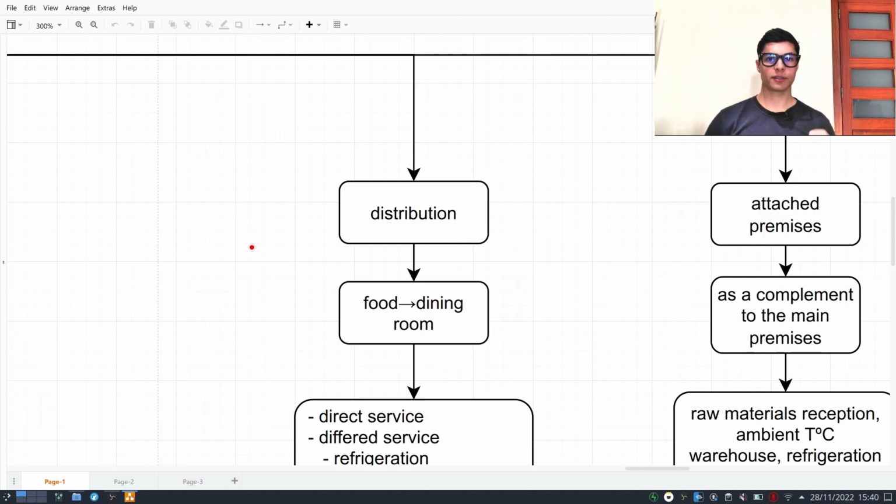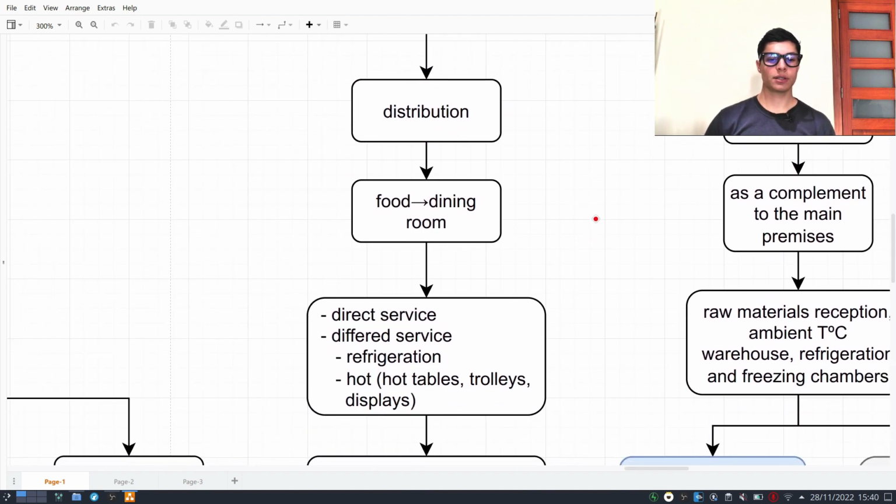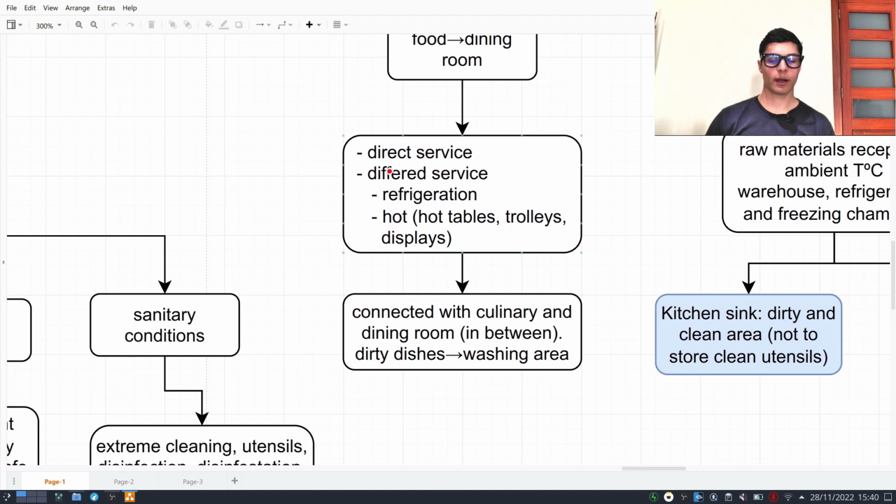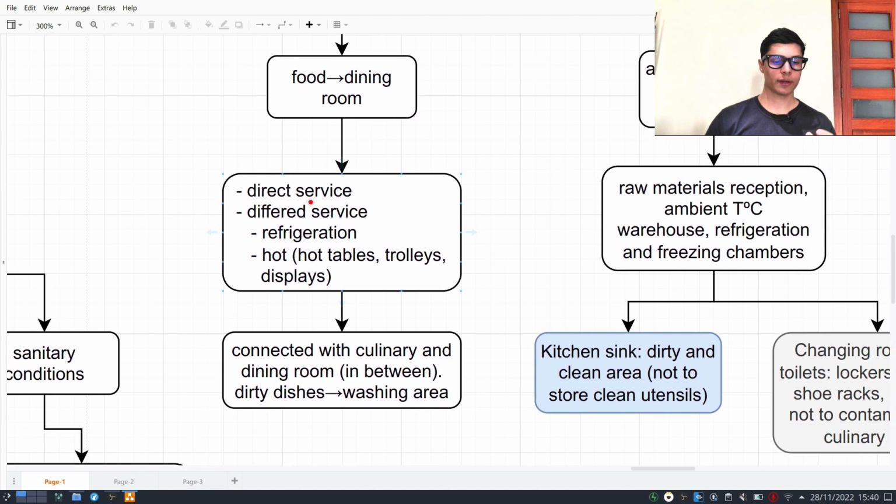Another culinary space zone is the distribution. This is when the dish is ready and we serve it to the dining room. We can have either a direct service or a deferred service. Direct service is when we prepare the food and we give it directly to the customer, to the client. Deferred service is when there is a refrigeration in between, or maybe a hot conservation.